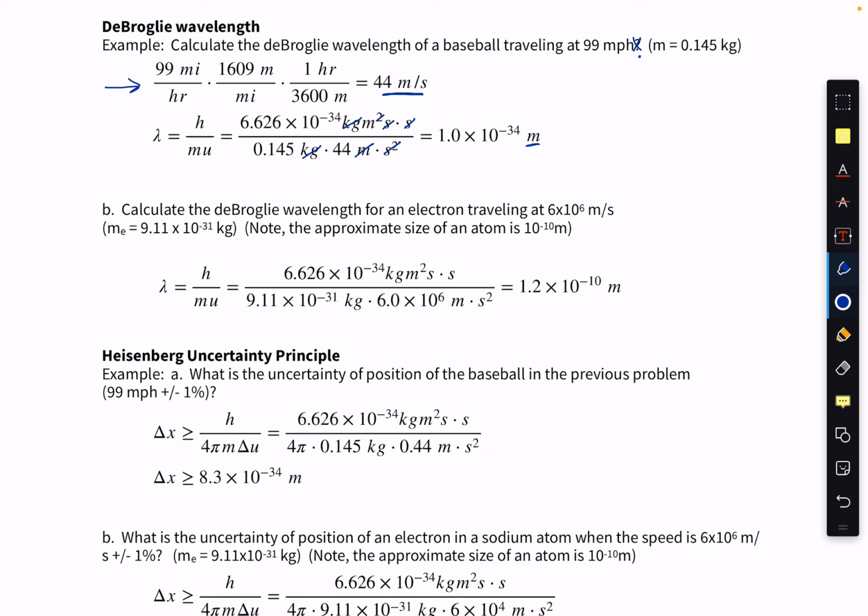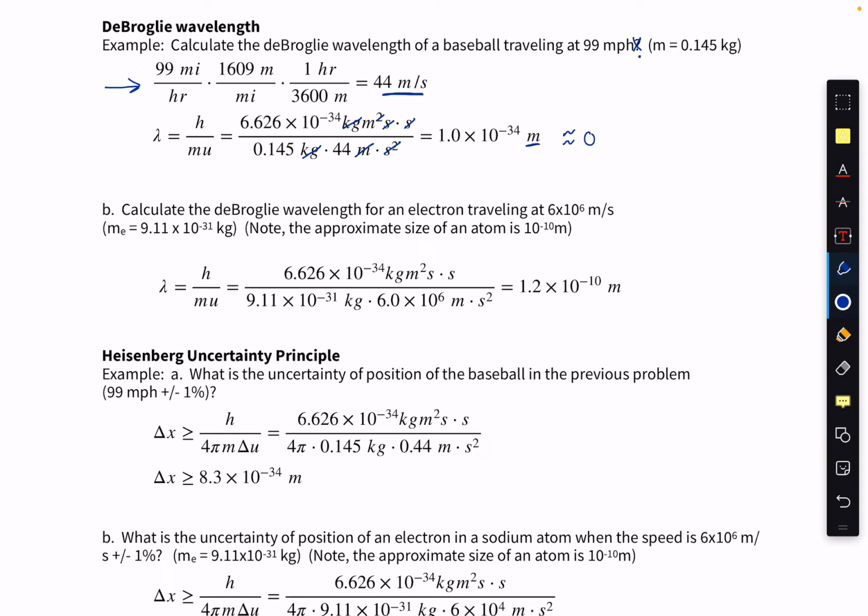The wavelength of a baseball thrown at 99 miles per hour off a pitcher's mound is 1 times 10 to the minus 34th meters. Remember that the metric prefixes we've learned about only go up to like 10 to the minus 12th or 10 to the minus 15th. So this would be a really small number even if we were measuring it in nanometers or picometers. This is, for all intents and purposes, approximately zero.